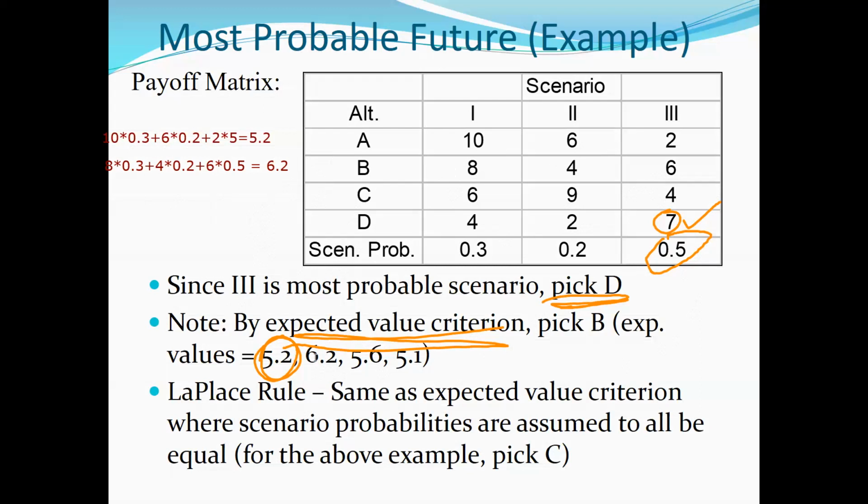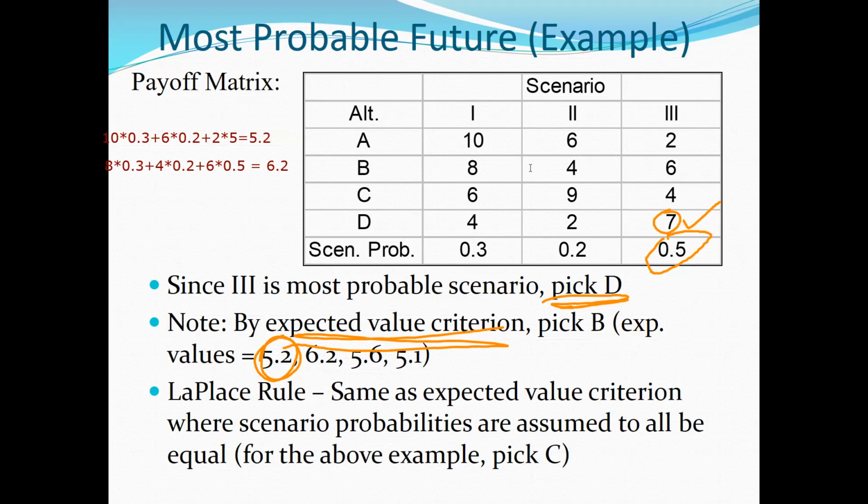The Laplace rule is interesting because it's just the same as the expected value criteria, but we assume that all scenario probabilities are the same. In that case, you're just summing up the payoff for the 3 scenarios. Because if you're assuming 1/3, 1/3, 1/3 probability, you're essentially just picking the highest number. So we will find whichever one gives you the most value when you add these three numbers up.